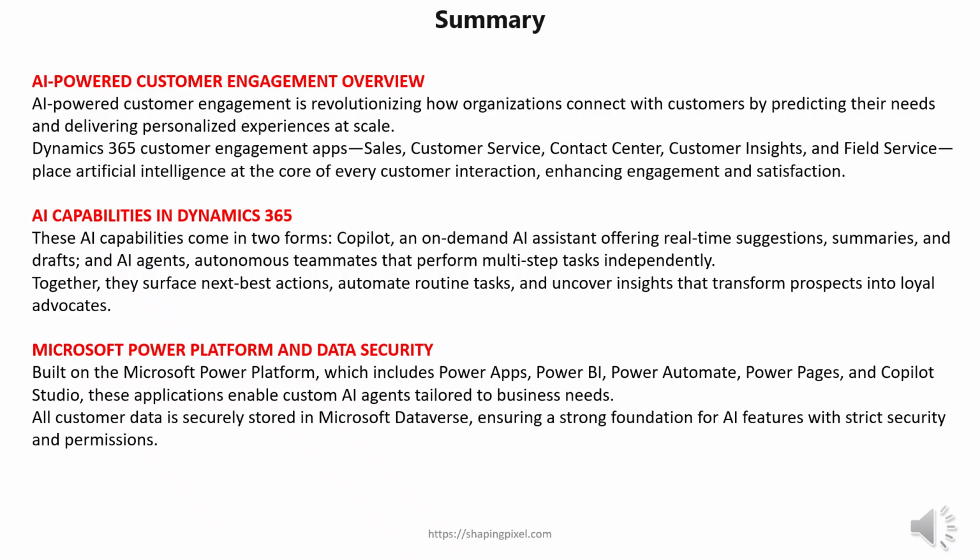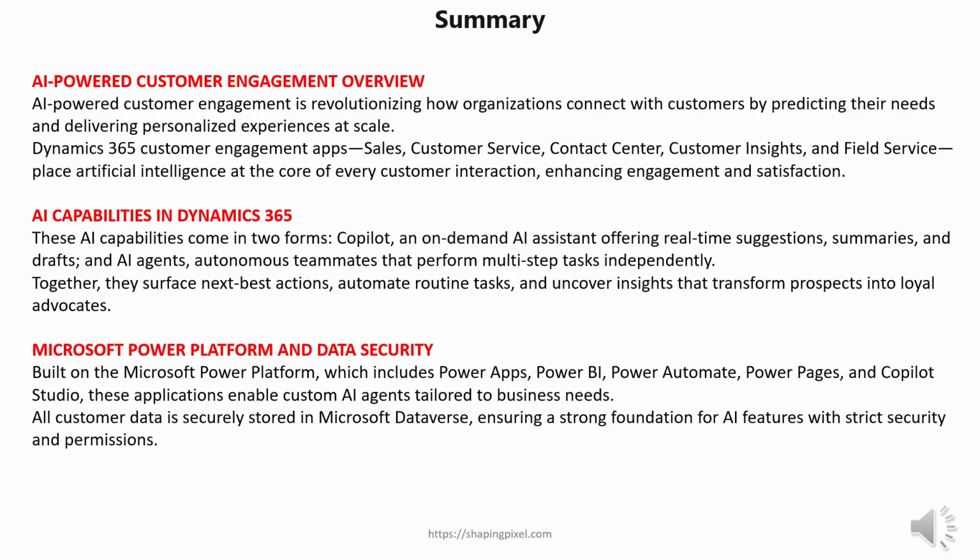AI capabilities in Dynamics 365. These AI capabilities come in two forms: Copilot, an on-demand AI assistant offering real-time suggestions, summaries, and drafts, and AI agents, autonomous teammates that perform multi-step tasks independently. Together, they surface next best actions, automate routine tasks, and uncover insights that transform prospects into loyal advocates.